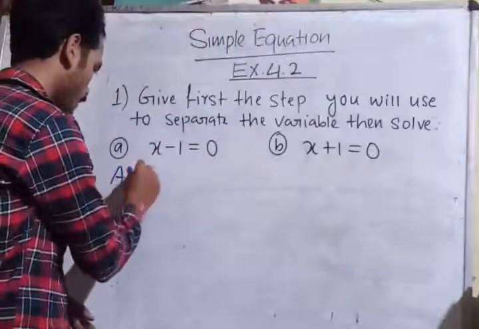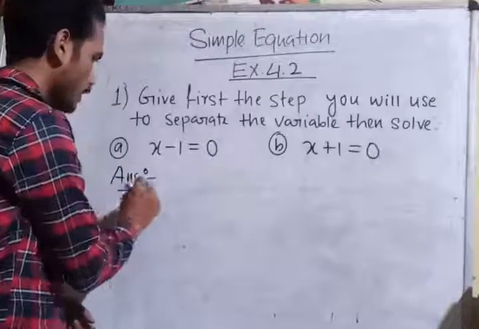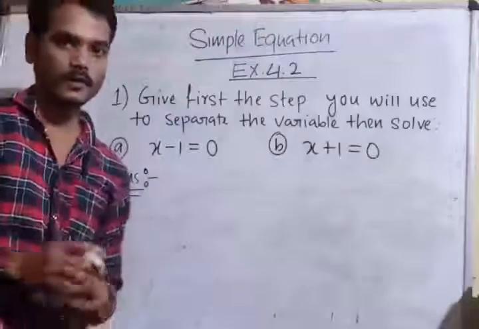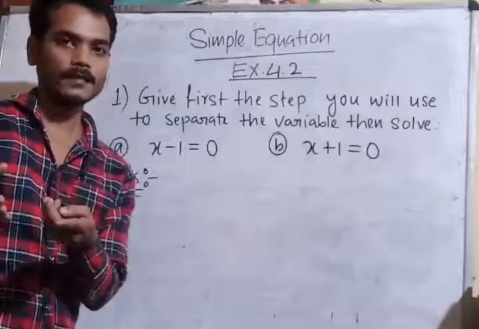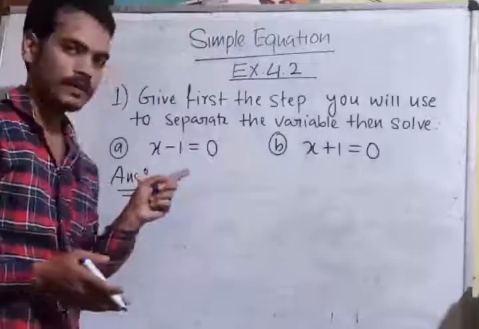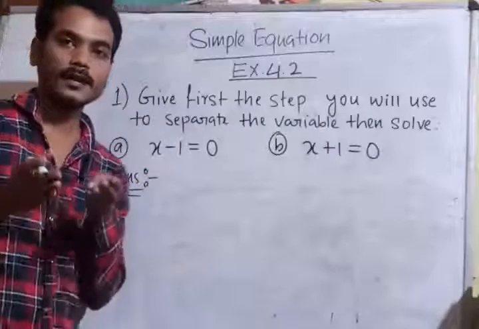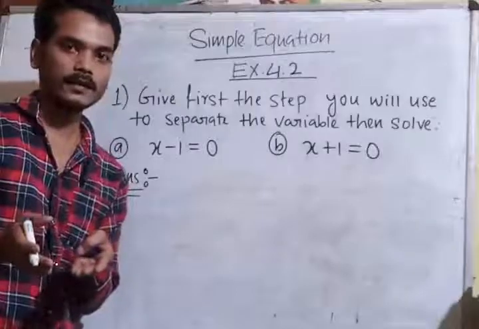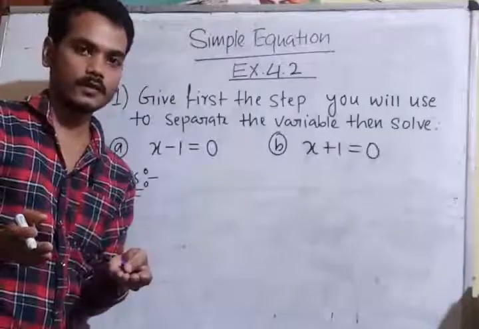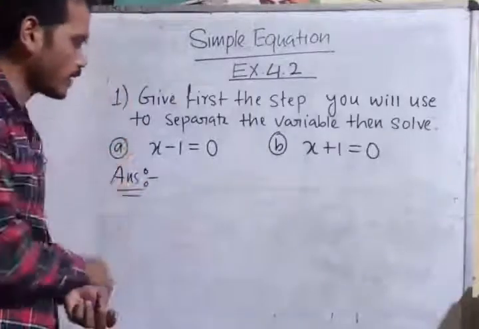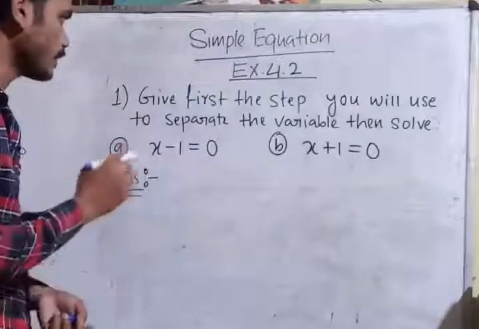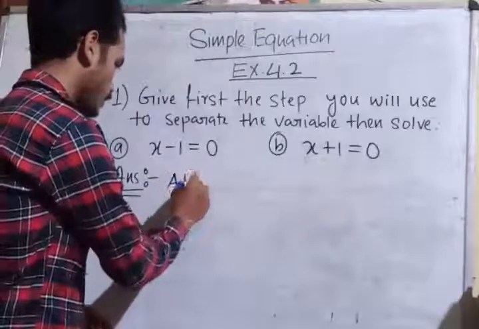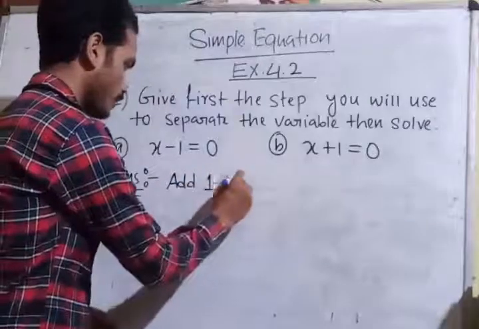Number A. This is x minus 1 equal to 0. So the step you will use, already we have discussed the balancing method. If this is -1, what you need to do is add 1 on both sides. Why on both sides? To balance the equation. So this is x minus 1. The step you have to write is: add 1 to both sides.